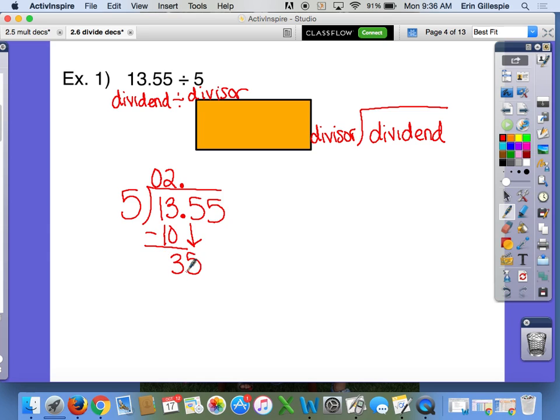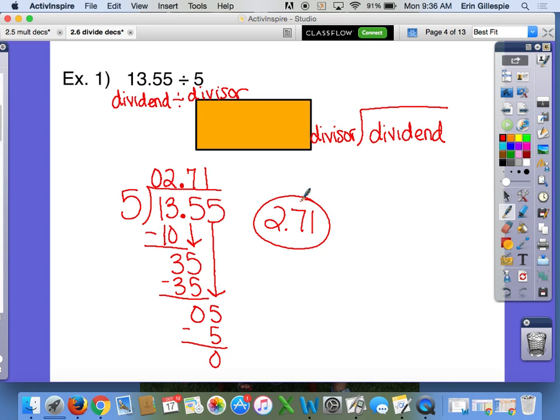So I'm going to treat this like 35, not 3.5. So how many times does 5 go into 35? That would be 7 times. 7 times 5 is 35. I subtract and I get 0. Now I got 0. That doesn't mean I'm done because I still have numbers in my dividend. So I'm going to bring down that 5. And now how many times does 5 go into 5? And that goes in 1 time. 1 times 5 is 5. And I get 0. Now I'm done because I got 0 when I subtracted and because I have no more numbers in my dividend. So that's what tells me that I'm done dividing. So my answer is 2 and 71/100ths.